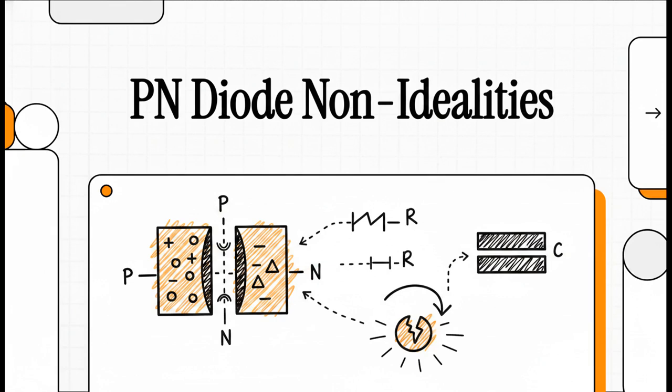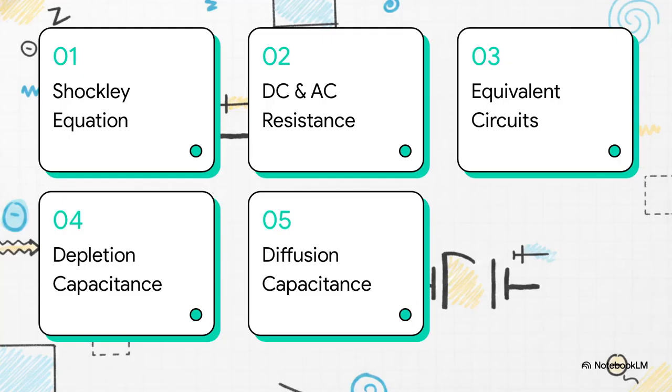Today, we're unpacking two massive non-idealities: diode resistance and diode capacitance. Getting a solid grip on these is absolutely crucial if you ever want to design actual circuits, from simple power supplies to lightning-fast digital logic. Okay, let's dive right into this.